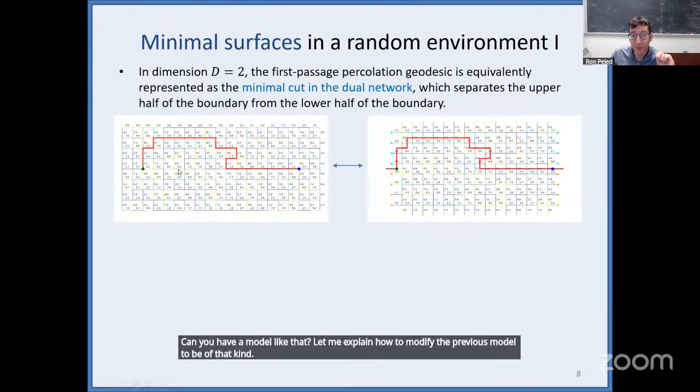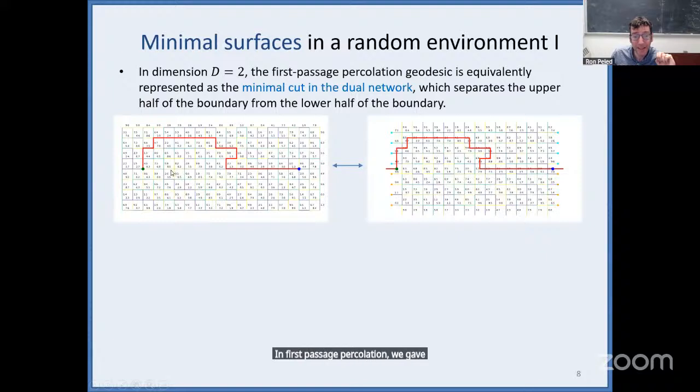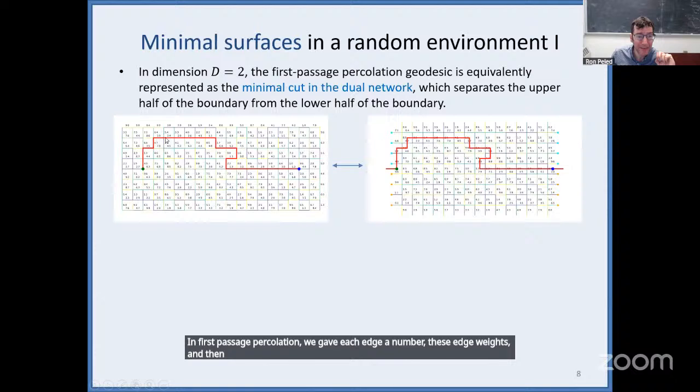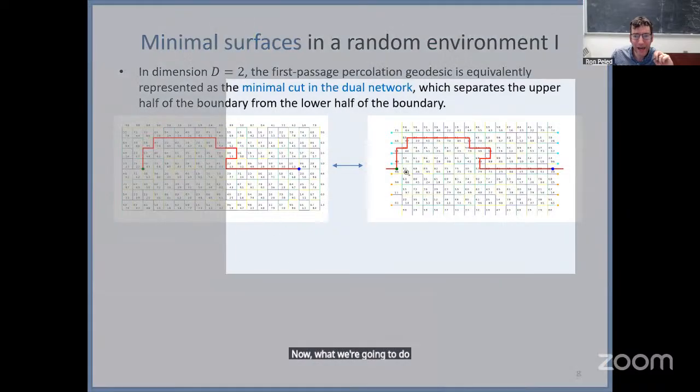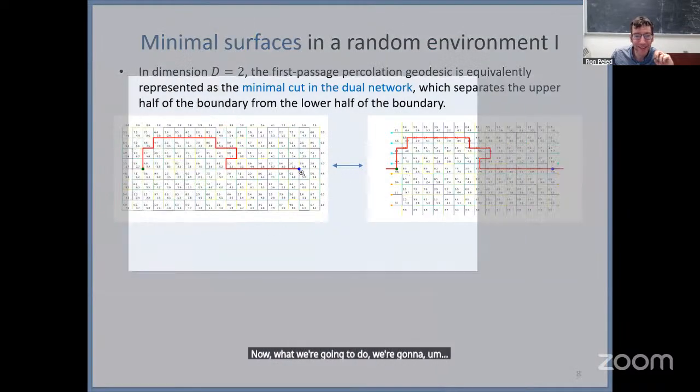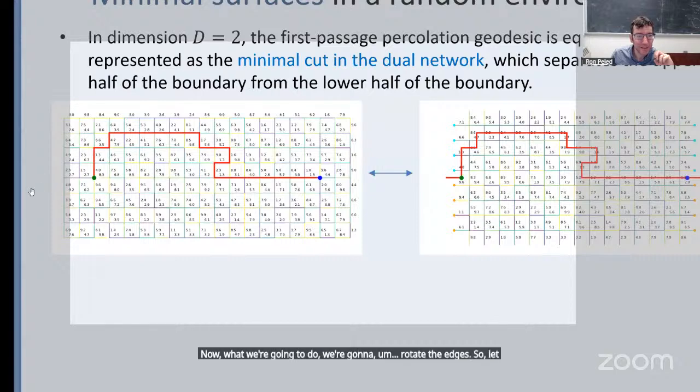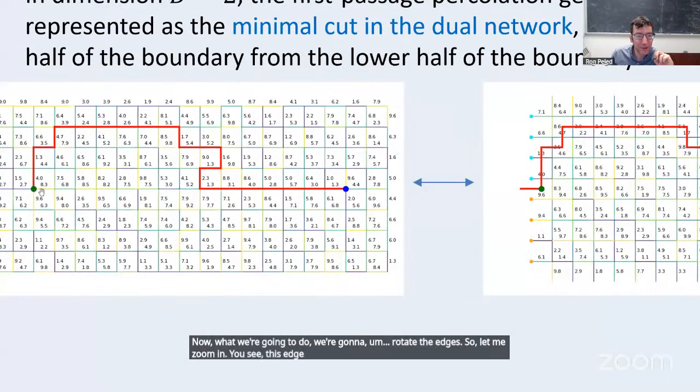In first passage percolation, we gave each edge a number, these edge weights, and then we found the path of shortest passage time between 2 points. Now, what we're going to do, we're going to rotate the edges. So let me zoom in. You see, this edge was 8.3.